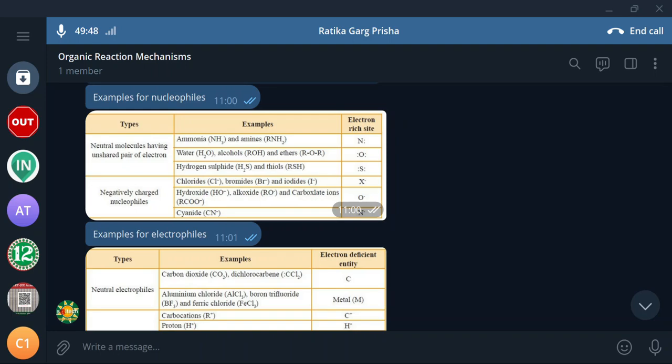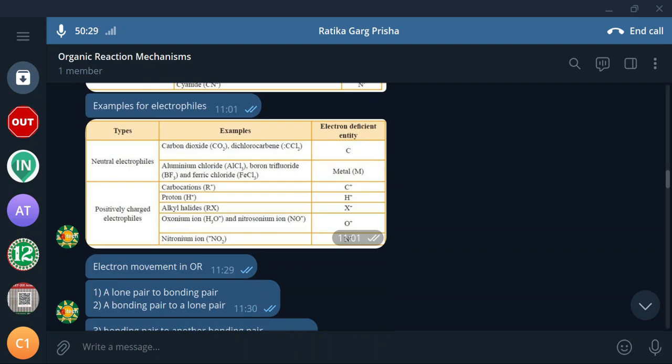And negatively charged nucleophiles. So this is absolutely negatively charged, where you have chloride, bromide, iodide, halides, etc. Then hydroxide OH minus, alkoxide RO minus, carboxylate anion COO minus, cyanide CN minus, etc. So these are all negatively charged nucleophiles. So what are the two major types of nucleophiles? One is neutral nucleophile, another is negatively charged nucleophile. Do you understand this? Yes, sir.